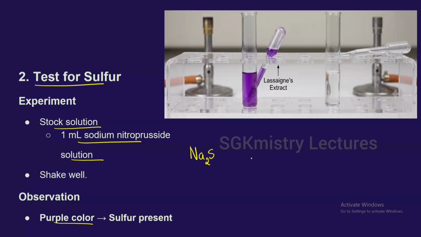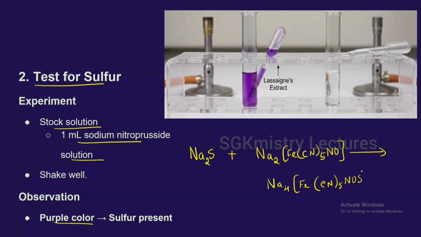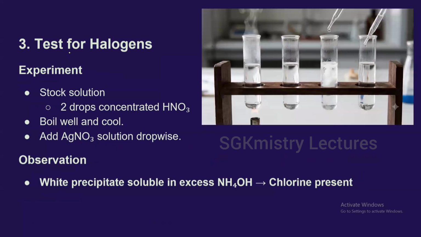So we know that on preparing the stock solution by the sodium fusion extract method, we are going to get sodium sulfide, the ionic sodium sulfide. Now, this on reaction with Na2[Fe(CN)5NO], that is sodium nitroprusside, you're going to get Na4[Fe(CN)5NOS]. Okay, the complex in which sulfur is also incorporated into the coordination complex. So now this particular complex has purple color. So because of which we can say that sulfur is present if the purple color appears during this particular reaction. Right.